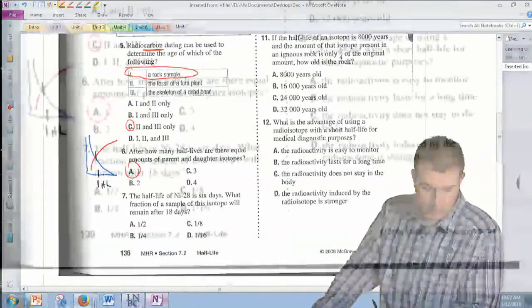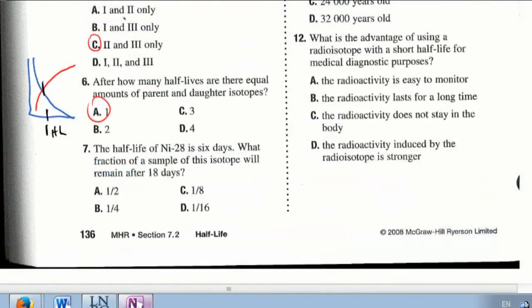Number 7, the half-life of nickel-28 is 6 days. What fraction of the isotope will remain after 18 days? Taylor, thank you very much. C and D.